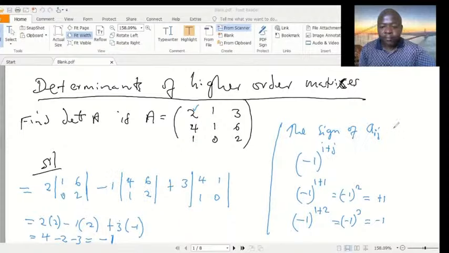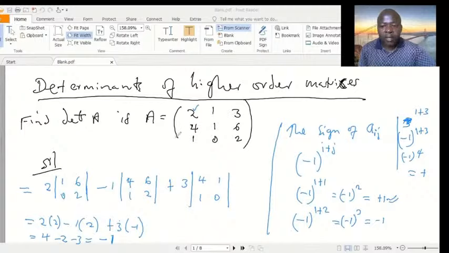What about here? I have the element 3 in that position, which is in row 1, column 3. So the sign will be -1 raised to row 1, column 3, which is -1 raised to an even number. So -1 raised to an even number, the answer is positive. And you saw it here, the answer was positive.